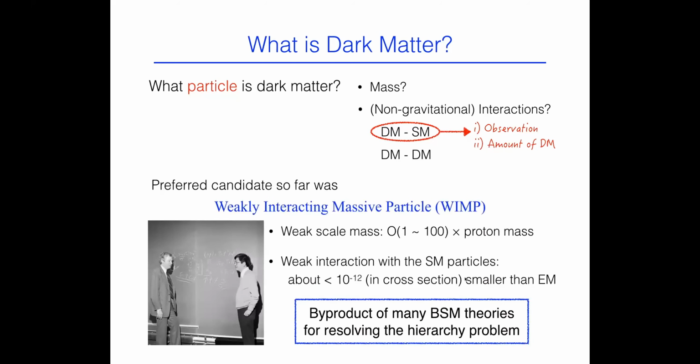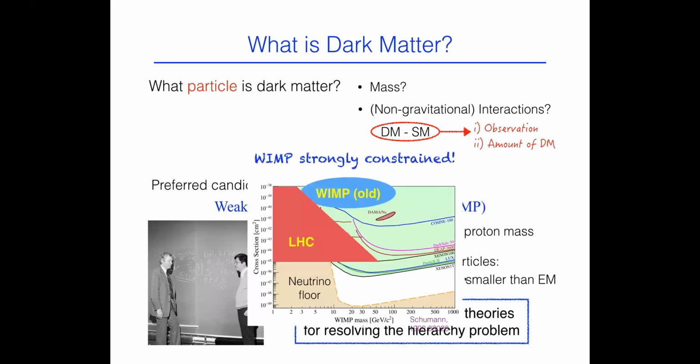Of course, the preferred candidate so far was the weakly interacting massive particle. So I'm gonna skip this, but the WIMP has been focused on so far a lot because of a theoretical reason, because many BSM theories motivated from resolving the gauge hierarchy problem could naturally have a WIMP particle as a dark matter candidate. Of course, as you all know, the WIMP are strongly constrained from various experiments, including the collider experiments, direct detection experiments, and indirect detection experiments. Here are the examples of various bounds coming from the direct detection experiments.